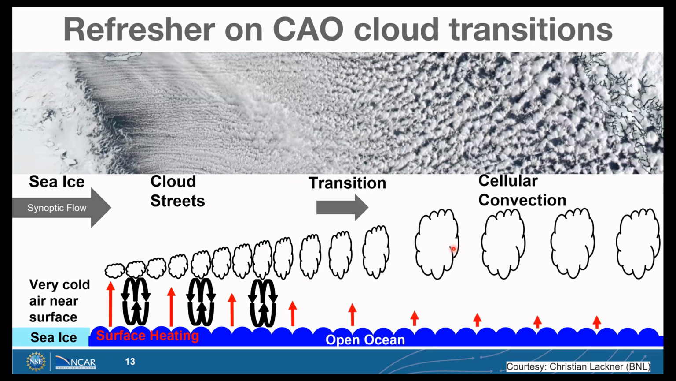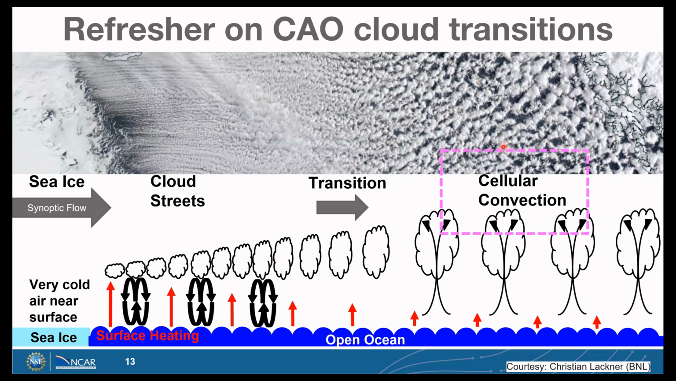As you move downwind, your surface flux decreases, the boundary layer is warmed and deepened, and your vertical shear is decreasing. You have this transition at some point. There's all sorts of processes at play. I'm not going to go too much into those details right now, but you have this transition towards cellular convection, and that's really what we're going to focus on, because the AMF site is essentially down here, right? So we're only capturing this cellular period.